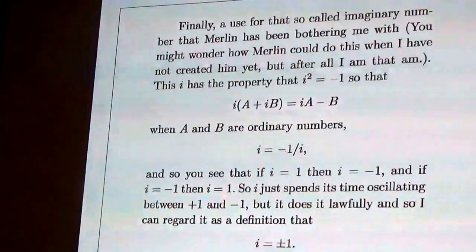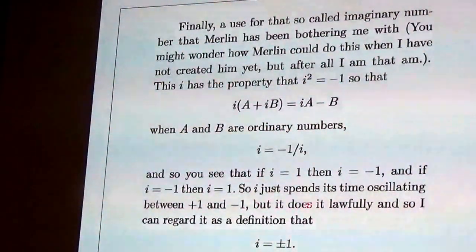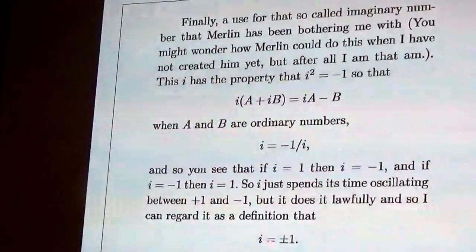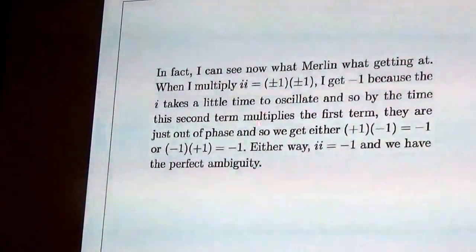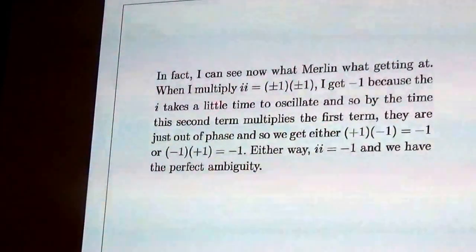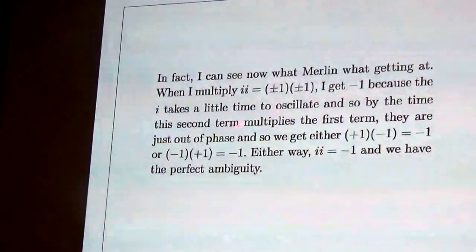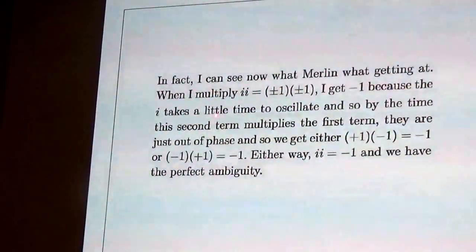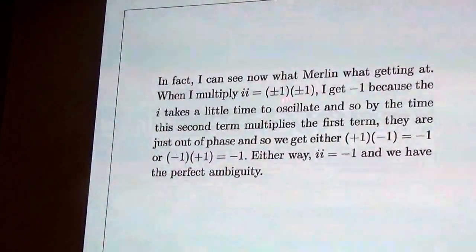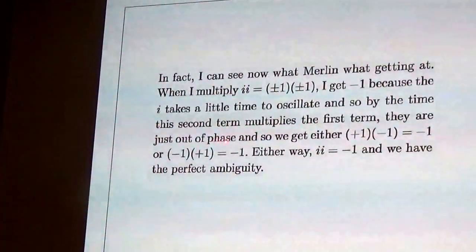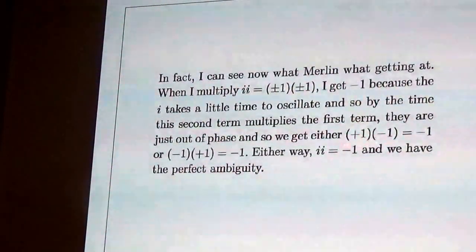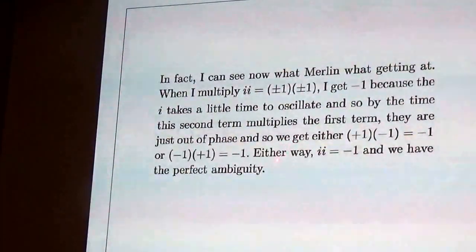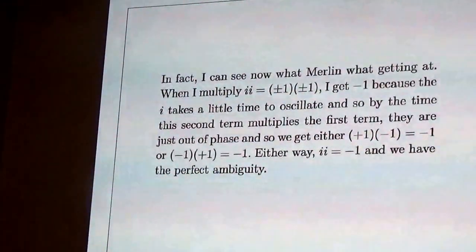So i just spends its time oscillating between +1 and -1, but it does so lawfully, and I can regard it as a definition that offers the ambiguity of plus or -1. In fact, I now see what Merlin was getting at. When I multiply i times i I get -1, because the i takes a little time to oscillate. And so by the time the second term multiplies the first term, they're just out of phase, and we either get +1 times -1 or -1 times +1, and either way, i squared equals -1, and we have perfect ambiguity.